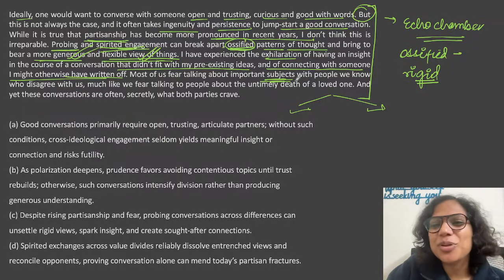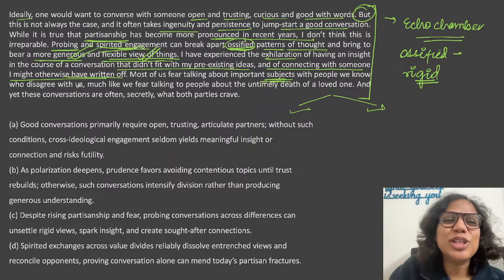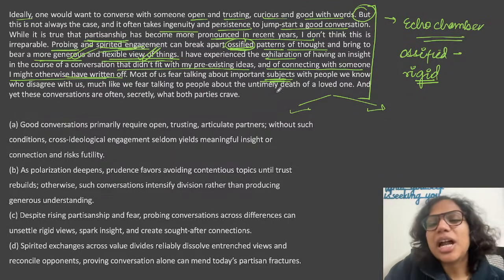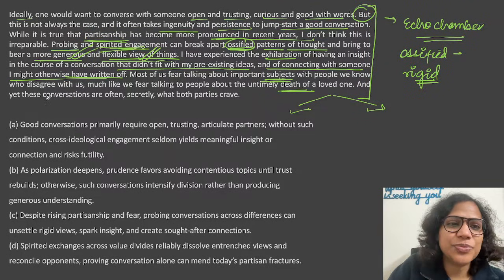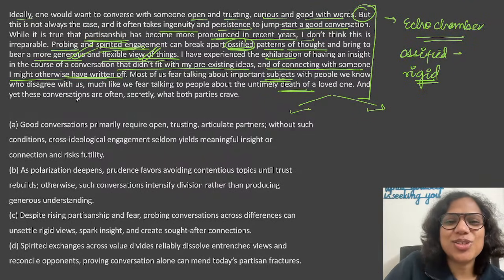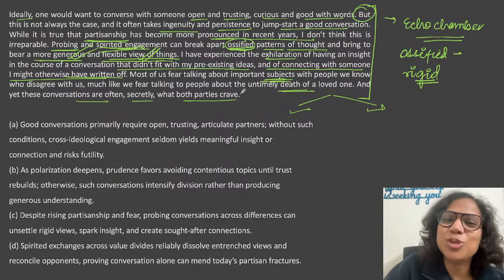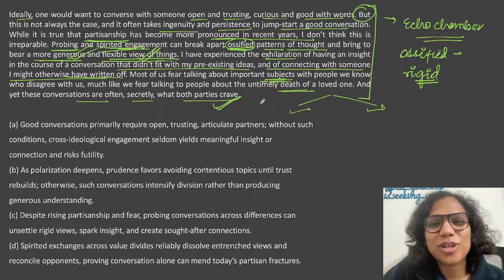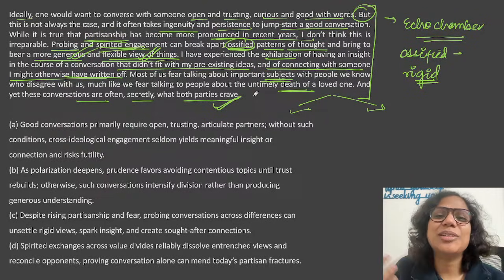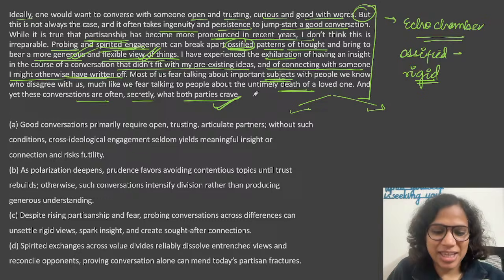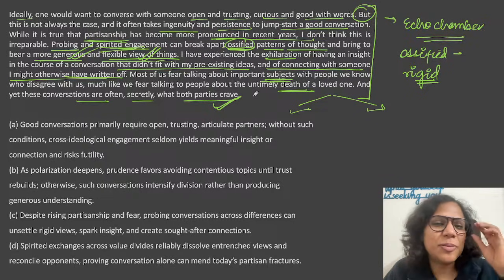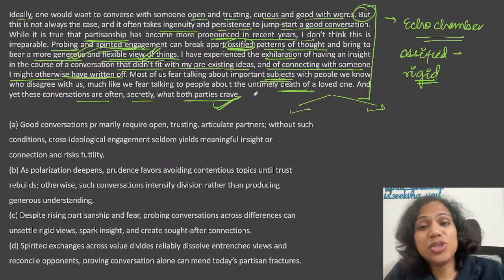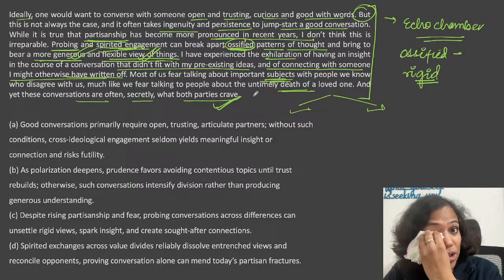So we fear talking about important subjects with people we know who disagree with us, much like we fear talking to people about the untimely death of a loved one. And yet these conversations are often secretly what both parties crave. Now I want to talk politics with them, but I'm just afraid it might spoil the relationship, right? तो उस टाइप का पैराग्राफ है ये, एंड द ऑथर इज एनकरेजिंग अस टू हैव दीज कॉन्वर्सेशंस.